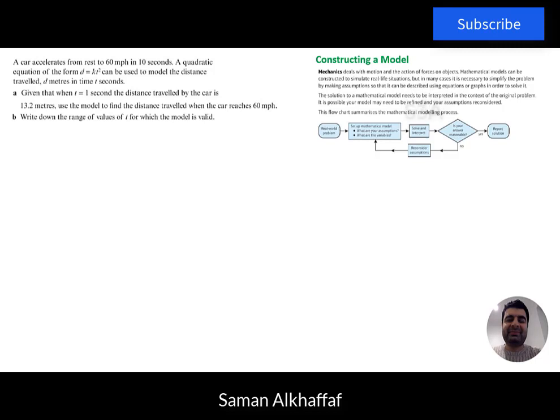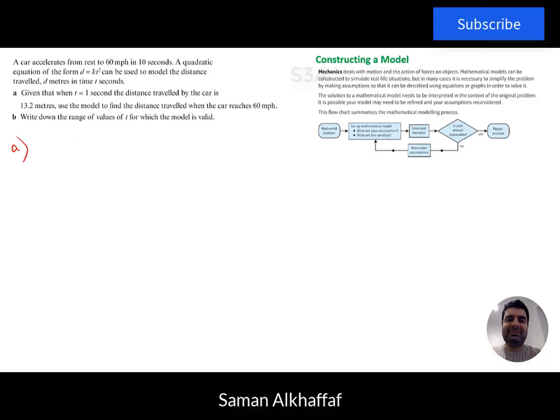In this example, a car accelerates from rest to 60 meters per hour in 10 seconds. A quadratic equation of the form d equals kt squared can be used to model the distance traveled, d meters, in time t seconds. For part A, given that when t equals 1 second, the distance traveled by the car is 13.2, use the model to find the distance traveled when the car reaches 60 miles, and this is actually miles per hour.